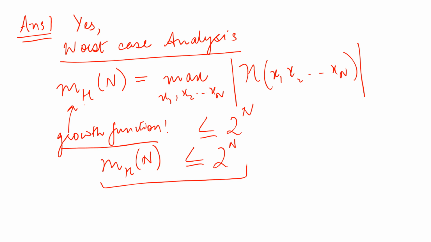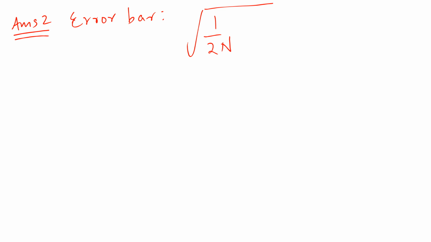Now, coming to question number 2, is this bound for complexity useful at all? Let me remind you of our error bar. Let's look at our error bar to understand question number 2. If you remember the error bar that related the out of sample error with the in sample error, it looks something like this: 1 by 2n, and then log 2, then the cardinality of h over some constant delta, right?